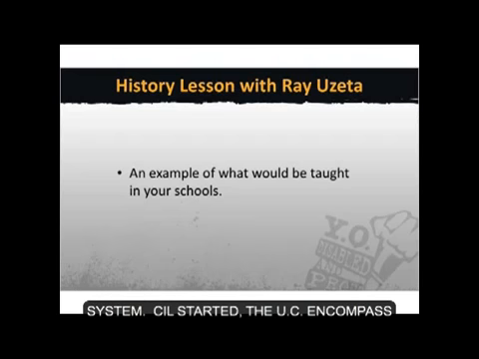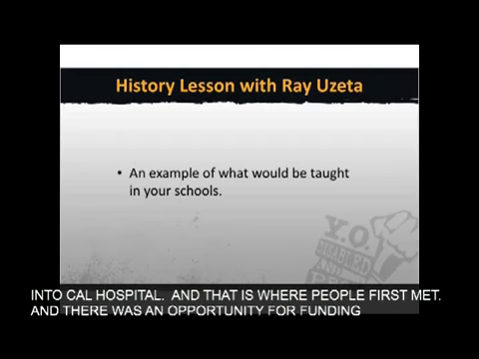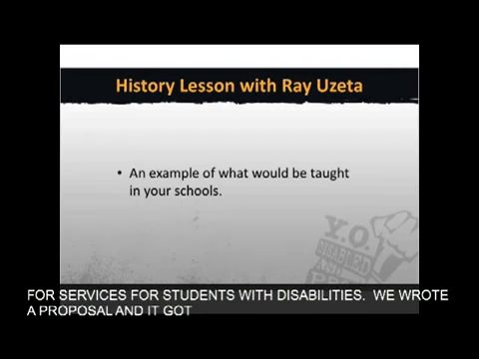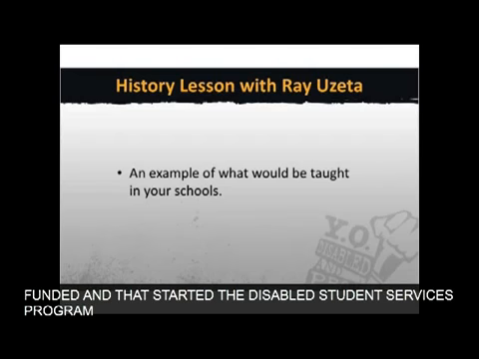CIL really kind of started before CIL, on the UC campus in Berkeley. People with severe disabilities were put into Cal Hospital. That's where Ed Roberts, John Hessler, and some other people first met. And there was an opportunity that John Hessler saw for funding for services for college students with disabilities. He wrote a proposal, got funded, and that started the Disabled Student Services Program on campus at UC Berkeley.